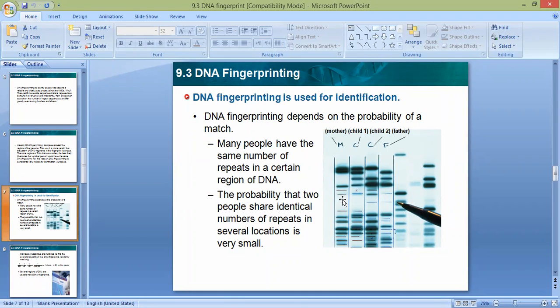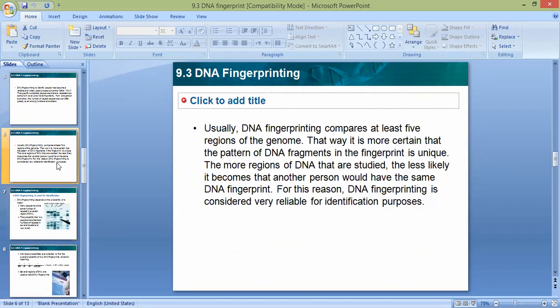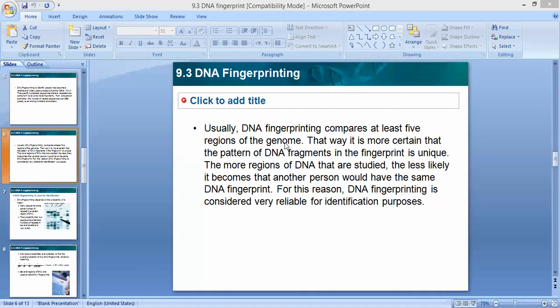So you have to study 5 regions at least. Okay, 5 regions at least. So here it compares at least 5 regions of the genome. Okay, all right. So here the main purpose is identification, to identify someone from a certain family, or the son of so-and-so. You have to identify people. Okay. This is for fingerprinting.